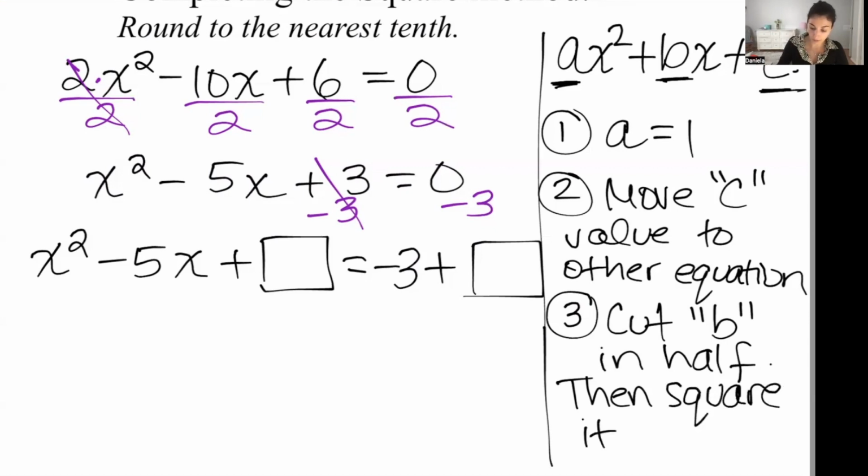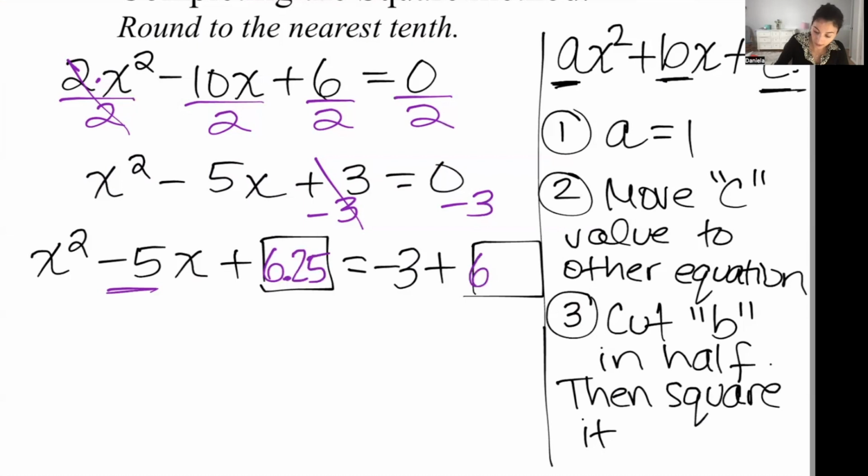But before we do that, right? So the B value is negative 5. So on your calculator, divide by 2, that's negative 2.5. And then you're going to square it, right? Squaring something means multiplying by itself twice. So negative 2.5 times a negative 2.5 is going to give us a positive 6.25.